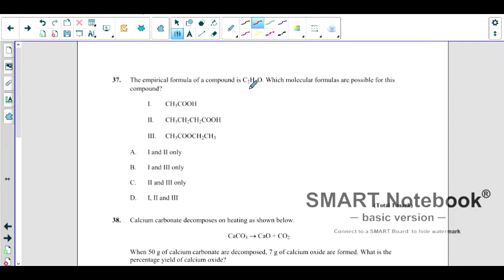The empirical formula for a compound is C2H4O. Which molecular formulas are possible for this compound? You are given an empirical formula and you want to guess which can be the molecular formula for this. Let us check. If you check the first one, C2H4O2, if you write it collectively, this is the molecular formula. If you derive the empirical formula, it will be what? CH2O. So it is not matching, so this A is not correct.